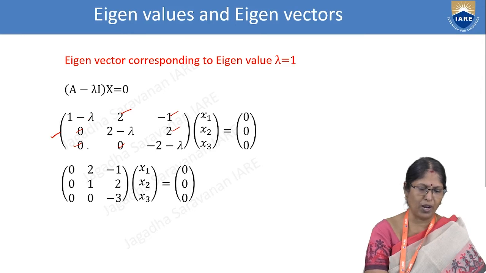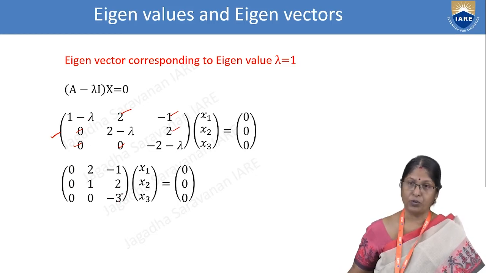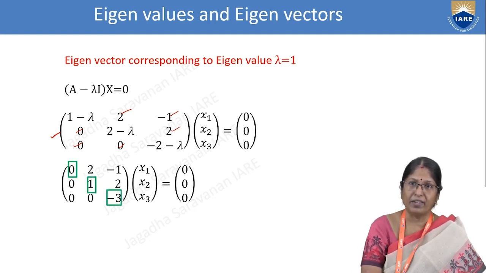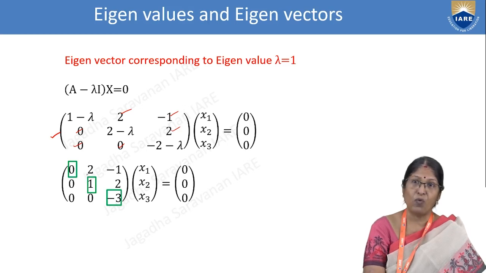So we put 1, and it becomes 0. Here we substituted, we got 1. Here we substituted, we got minus 3. You can see here in this animation, the green rectangle represents the lambda value being substituted, and we got these elements on the principal diagonal: 0, 1 and minus 3.